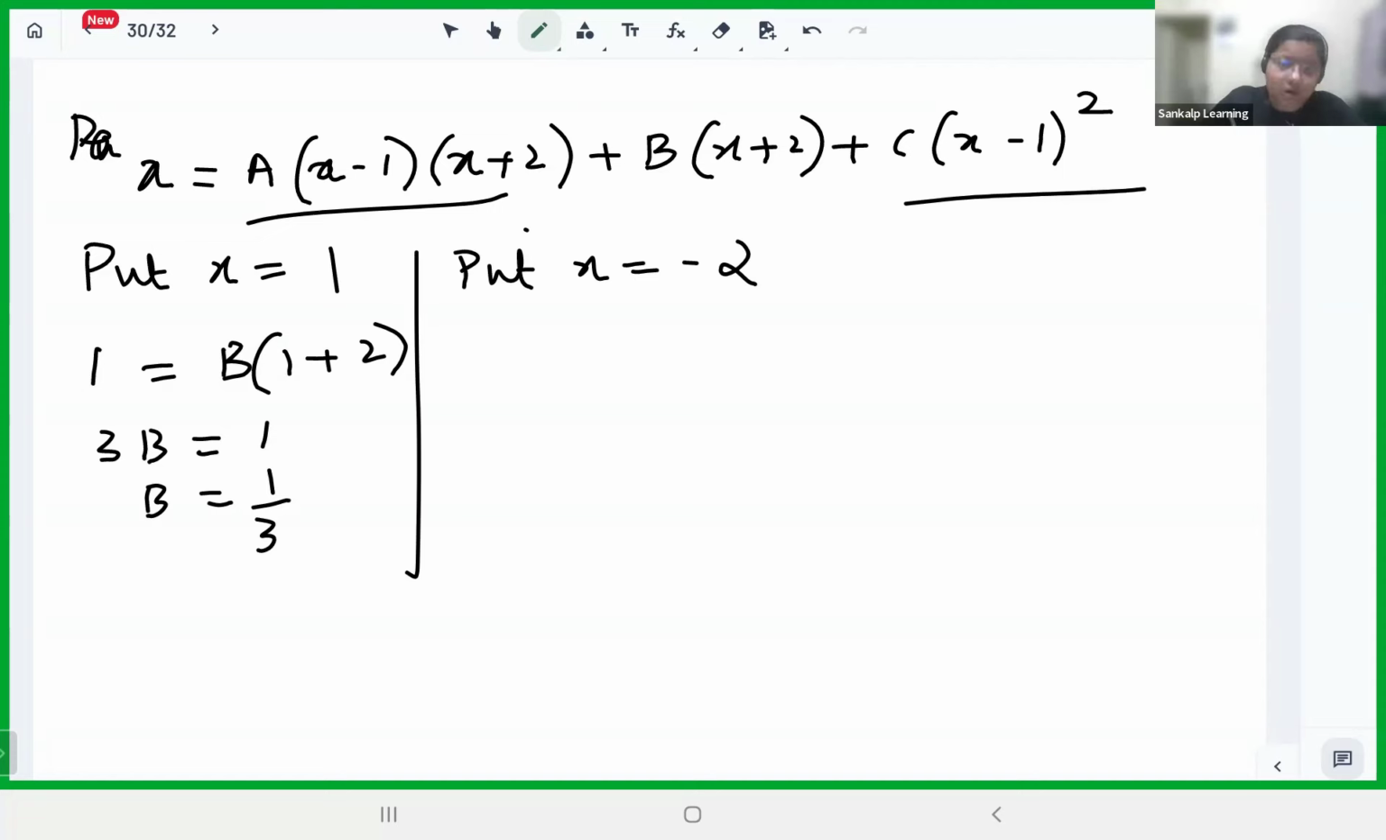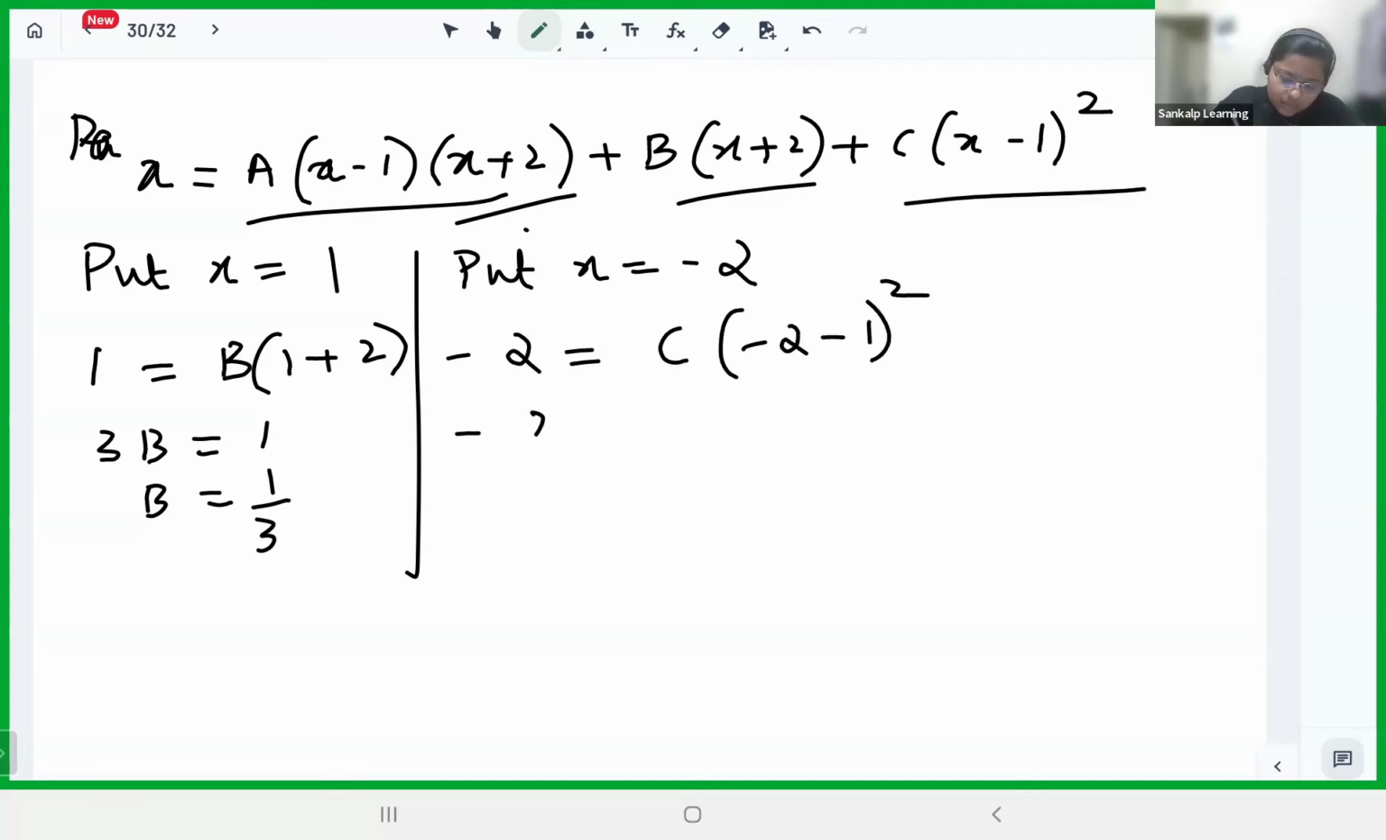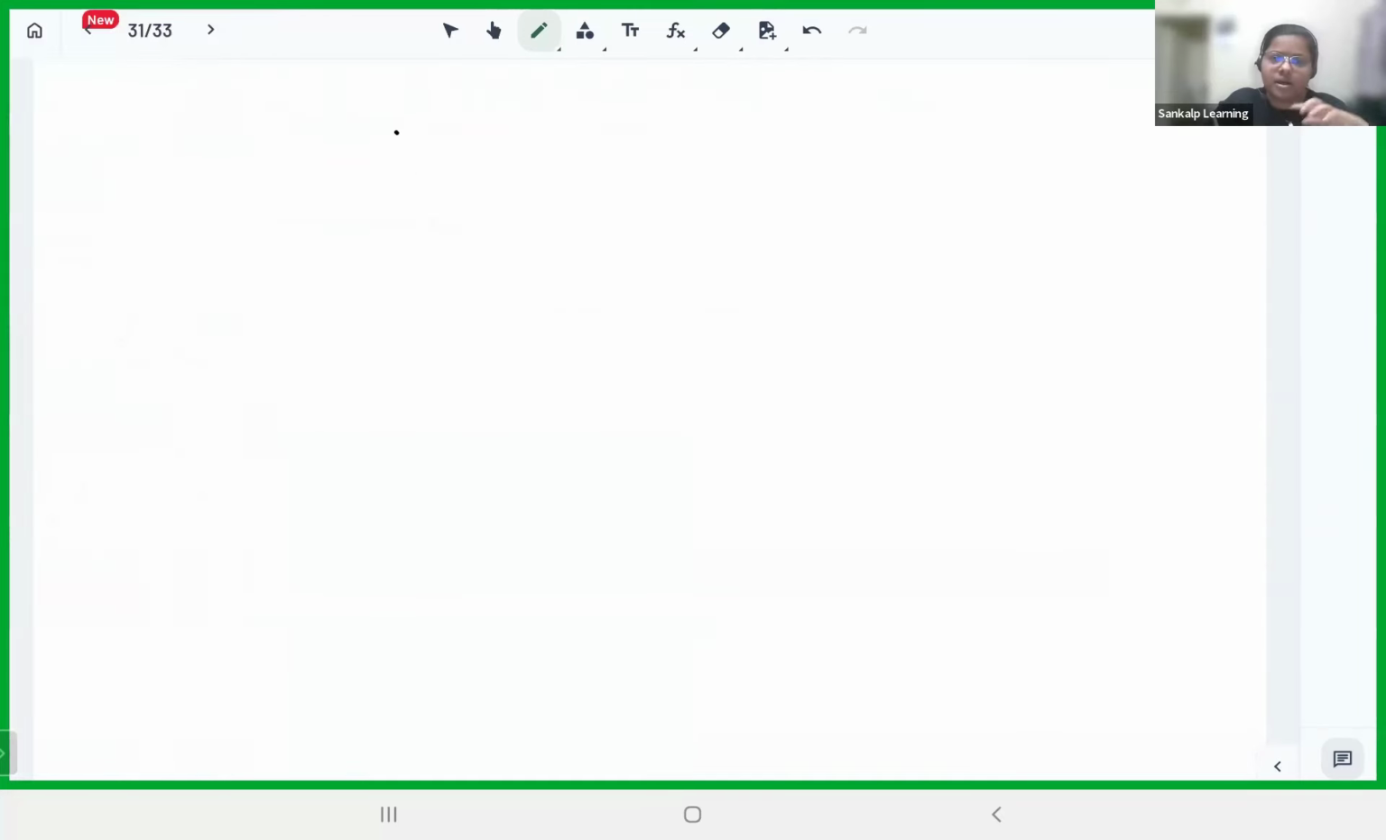Okay, so I'm sorry, x equal to minus 2 means this term and this term get cancelled, right? So what is remaining? Only the C term remains. Minus 2 is equal to C into (minus 2 minus 1) the whole square. So that is minus 2 is equal to C into (minus 3) the whole square, that is minus 2 is equal to C into 9. That is C is equal to minus 2 by 9. Okay, so we have got the value of C.